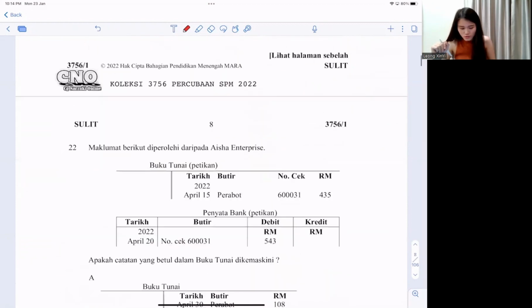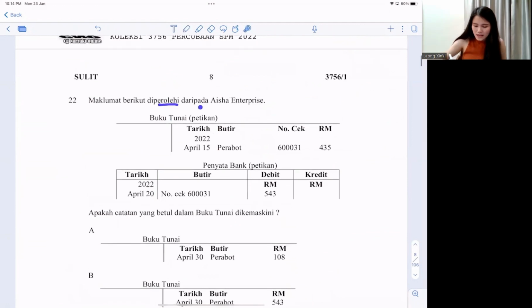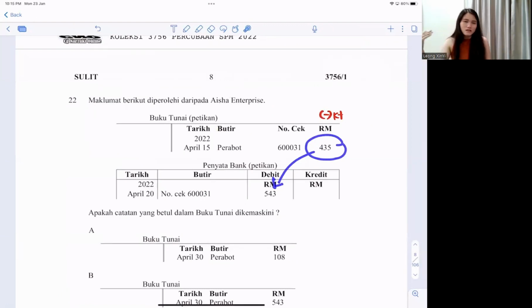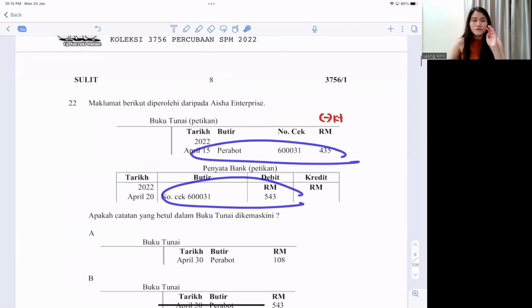Let's move on. Question 22. Maklumat berikut diperolehi daripada Aisyah Enterprise. So, buku tunai petikan sahaja means only specific parts, yeah? This is the credit side. And when they give you number cek, usually it's penyata penyesuaian bank question lah. Because usually our buku tunai doesn't have number cek. Okay, so this side is where we issue out money. Number is 435, but over in our penyata bank, it is written 543. Usually for bank side, it shouldn't have any error because they just follow the cek. But us, human error, yes, this is confirmed a kesilapan because there's 2 numbers. You understand? For the rest of the factor, right?